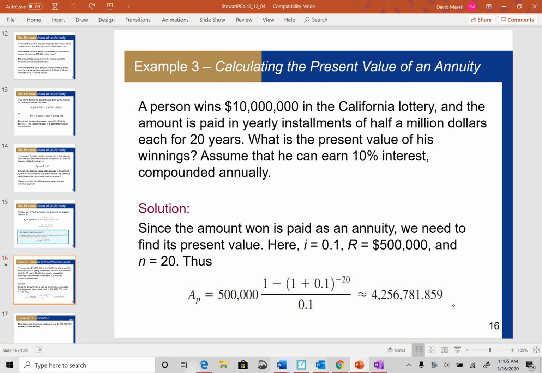Suppose a person wins $10 million from the California lottery. You can choose, and it's true for the Ohio lottery and just about all of these that are currently being offered. You can take yearly installments for the next 20 years, or you can take a smaller immediate payment. That's significantly discounted, by the way. So that's what we're talking about here, present value.